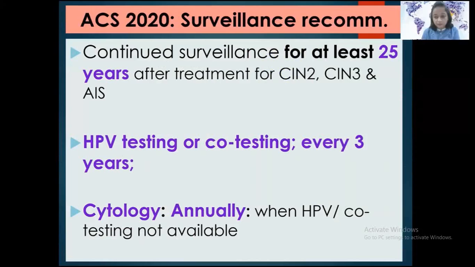So lastly, for the post-treatment surveillance, ACS recommends continued surveillance for at least 25 years. If HPV testing or co-testing is used, surveillance has to be done after every 3 years, and it has to be done annually if cytology is used.